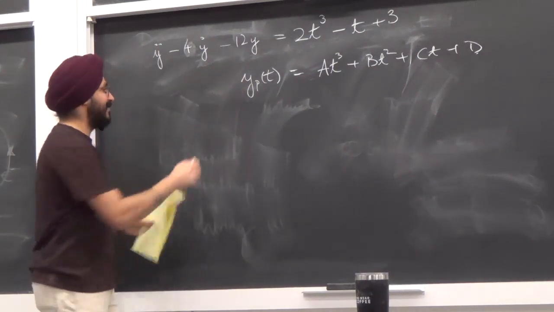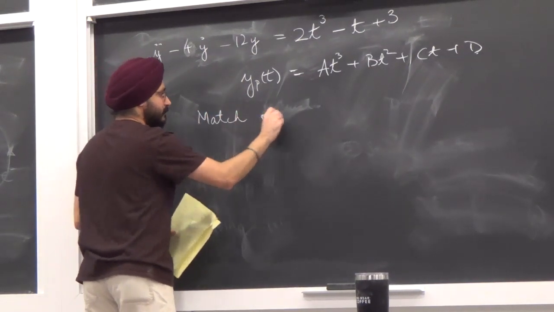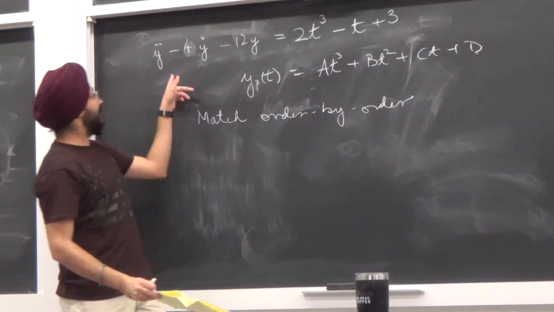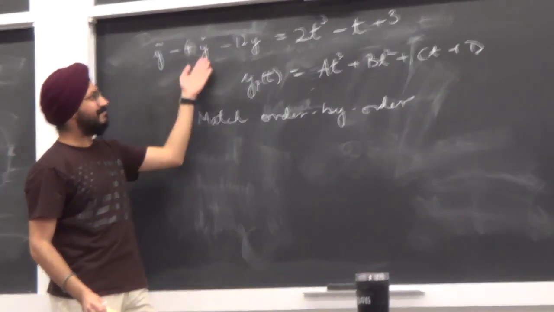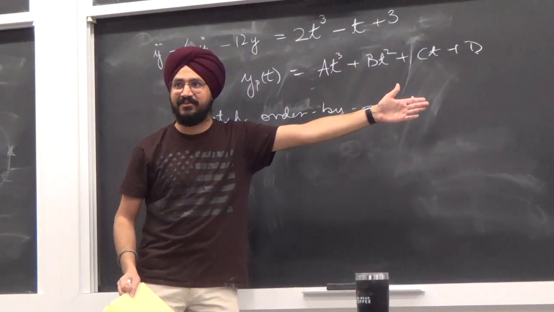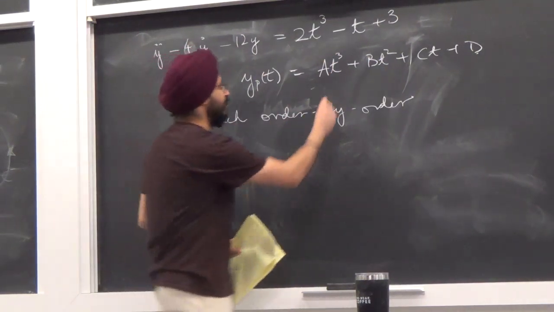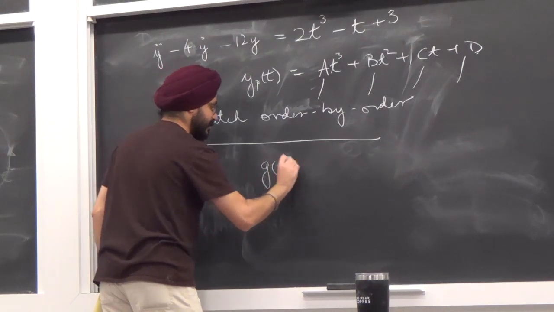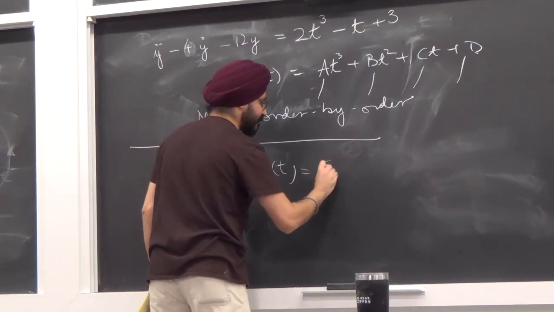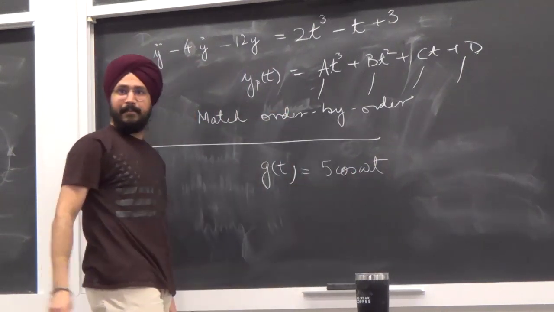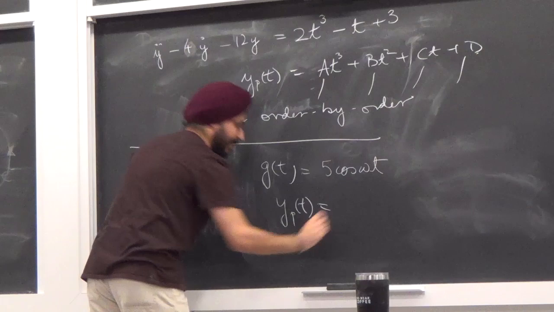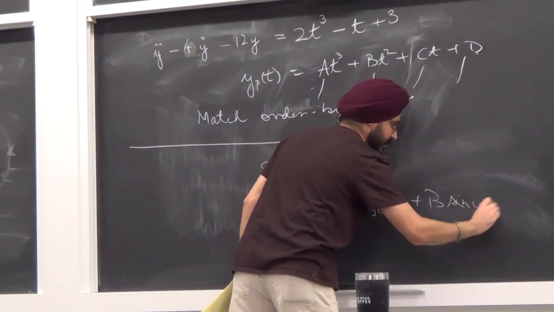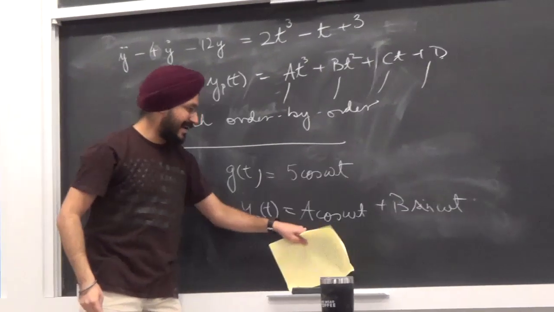Differentiate, plug it back, and then match order by order. Okay? Once you plug this in, there'll be a bunch of things which you can just map on one by one, right? There'll be multiple equations, solve them together, you get the values of A, B, C, D. Okay? What if my g of t, the right hand side, is let's say 5 cos omega t or something. Guess y of p to be A cos omega t plus B sine omega t. Guess that, plug it in, get A and B out of it.